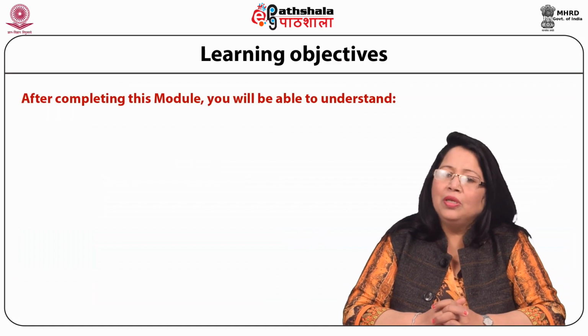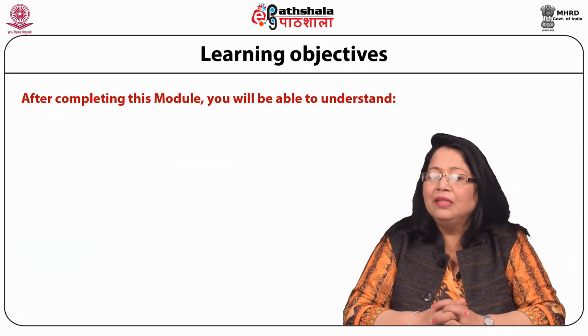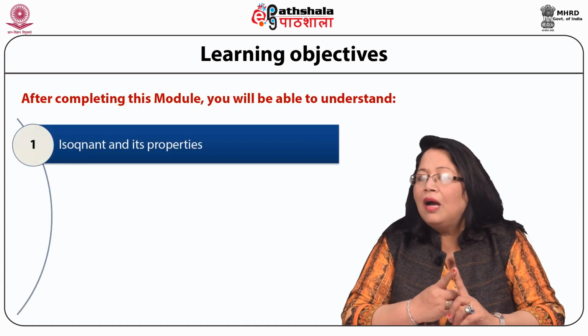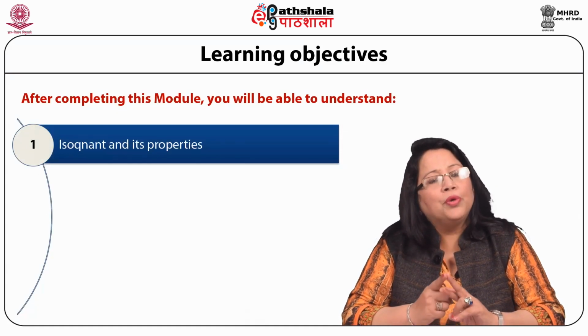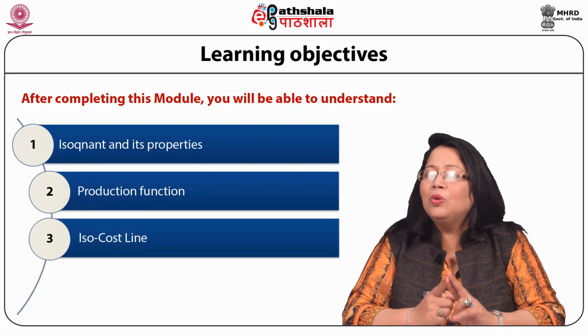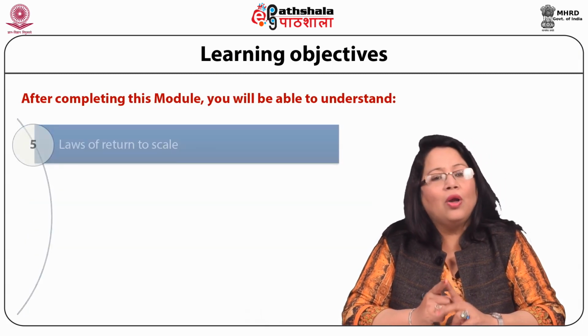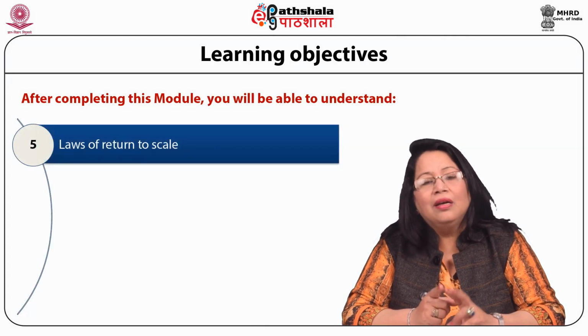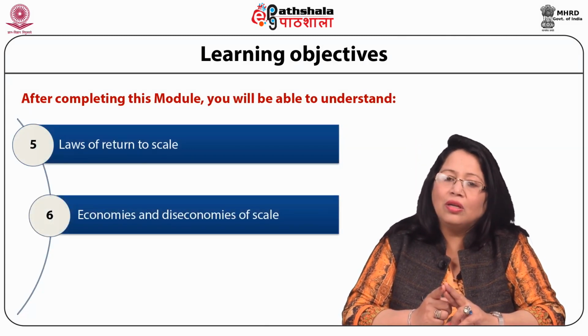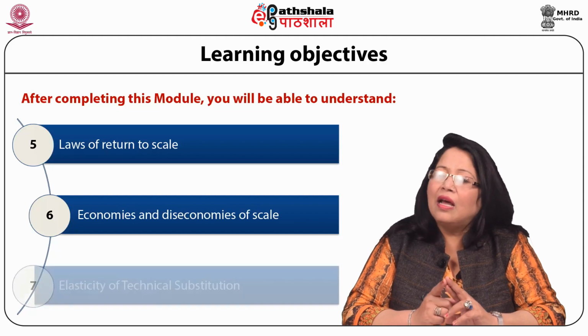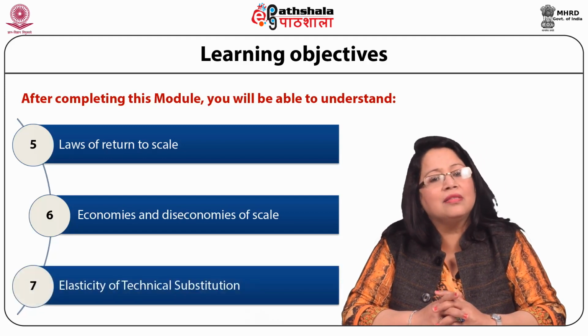Today we are going to talk on module Theory of Production Part 2 under the paper Managerial Economics. After completing this module, you will be able to understand the isoquant and its properties, production function, isoquants line, conditions of producer's equilibrium, law of returns to scale, economies and diseconomies of scale, and elasticity of technical substitution.